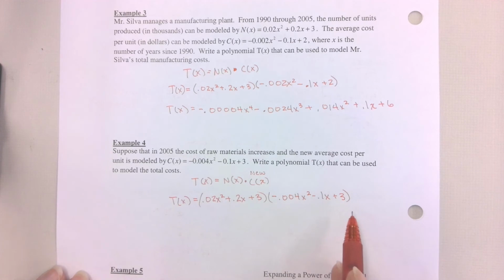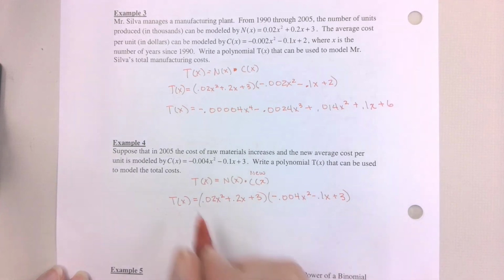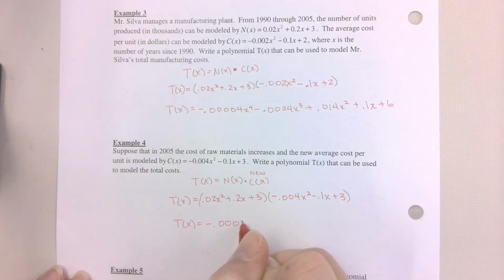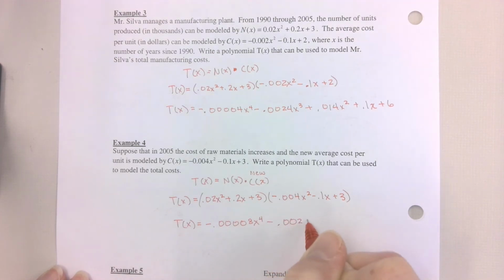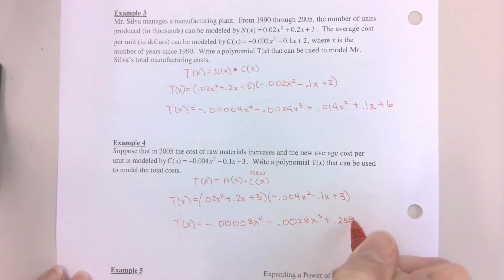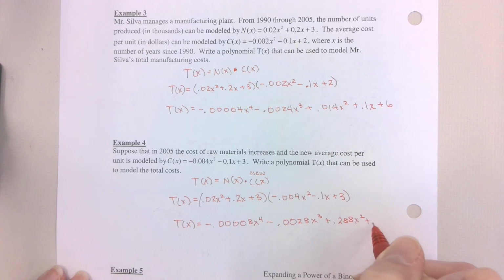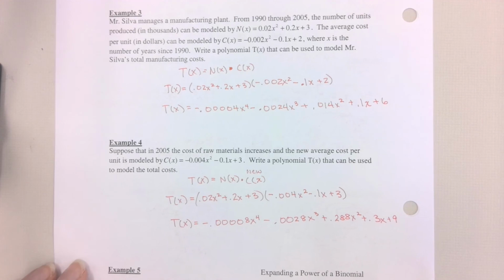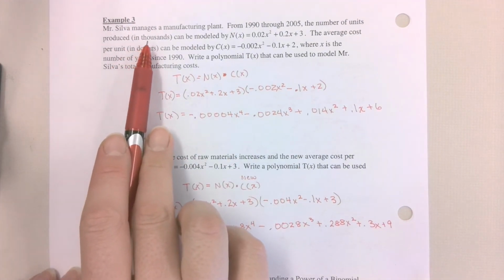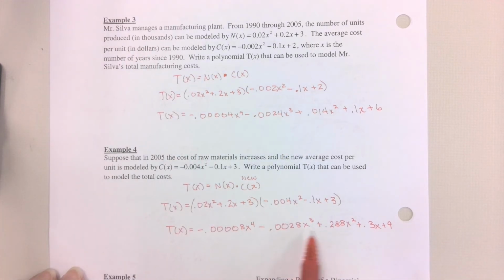It's going to be time consuming because of your decimals, and we put it together. The final total cost would be negative 0.00008 x to the fourth minus 0.0028 x to the third plus 0.288 x squared plus 0.3 x plus 9. Okay, and again, this is the total cost, but remember, the number of units was in thousands of dollars. So we'd have to find out how many years it's been since 1999.